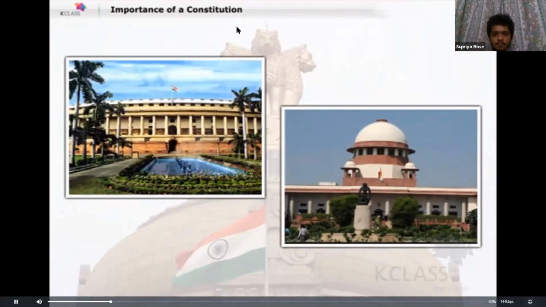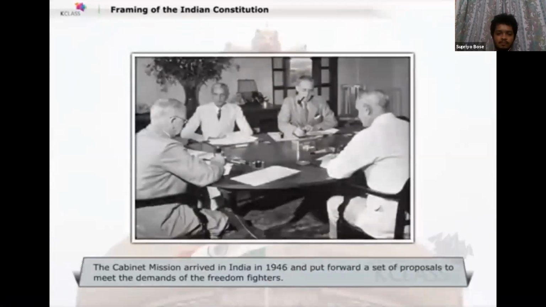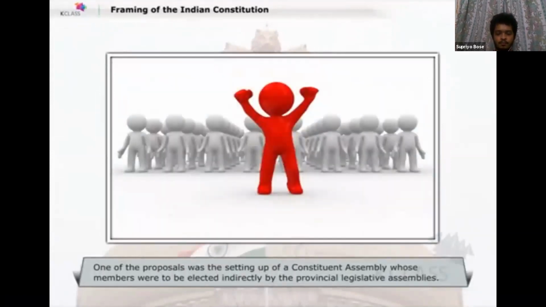In the course of the freedom movement of India, the Cabinet Mission arrived in India in 1946 and put forward a set of proposals to meet the demands of the freedom fighters. One of the proposals was the setting up of a constituent assembly whose members were to be elected indirectly by the provincial legislative assemblies or lower house only.